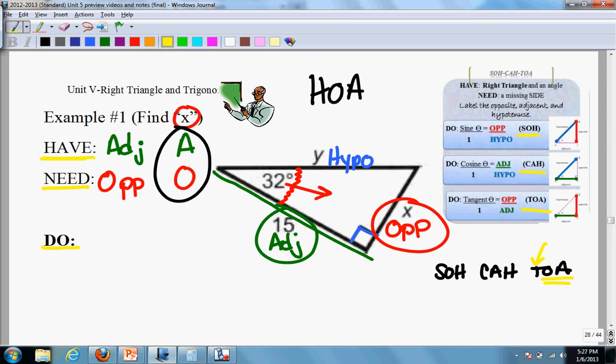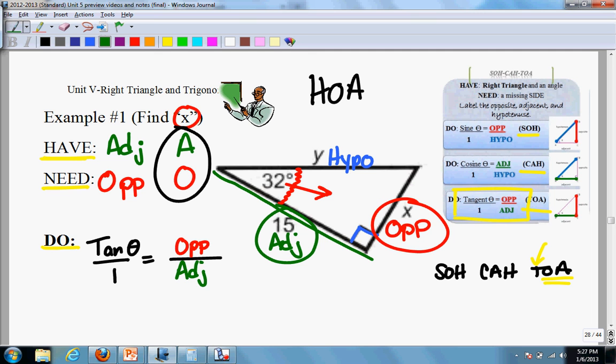So now what do we do? We're going to start by writing out the tangent proportion. Just write it exactly as you see it. Ready? Tangent. I'm going to write tan. That's the shortcut. Tan of theta over 1 equals the opposite over the adjacent. You always put opposite over adjacent.